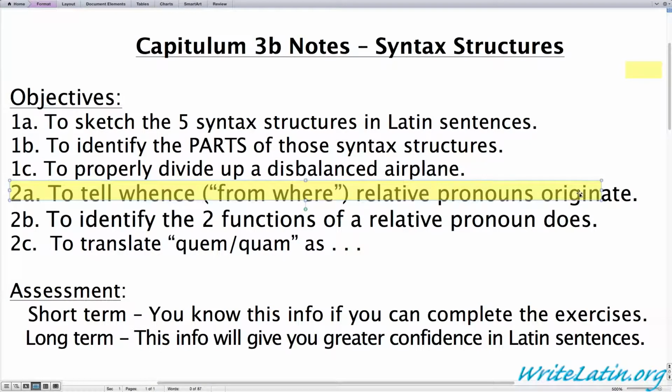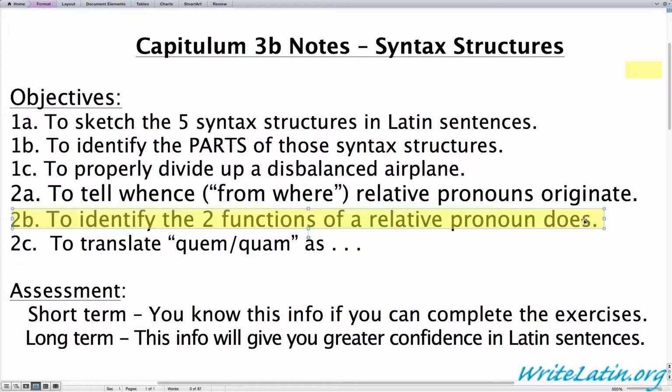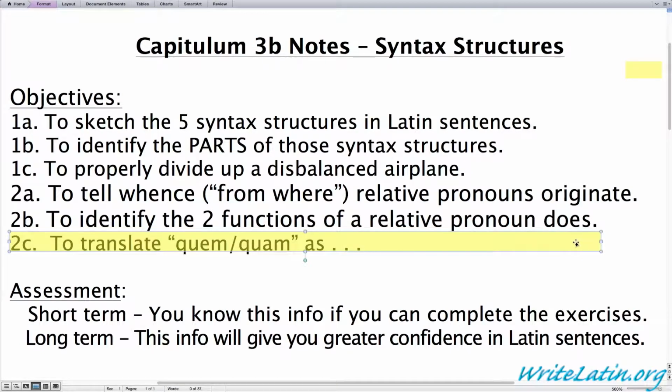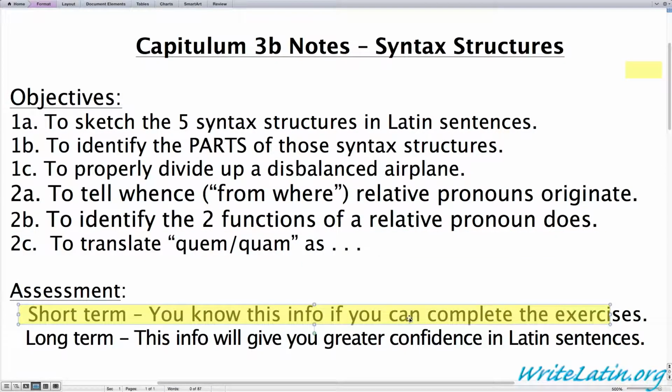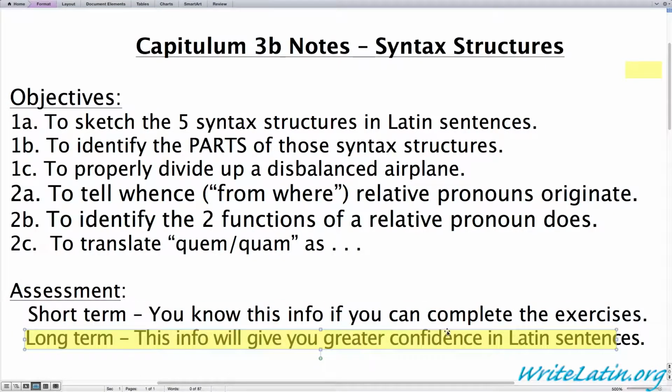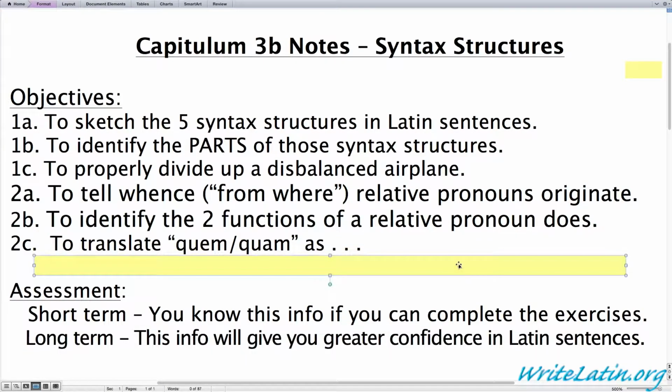2a, to tell where relative pronouns come from. 2b, to identify the two functions of a relative pronoun, or the two things it does in a sentence, and to correctly translate quem or quam. You might want to take notes, but do not need to. Much more important is completing the exercises correctly. Well, this information will be highly helpful to you in handling complex Latin sentences.